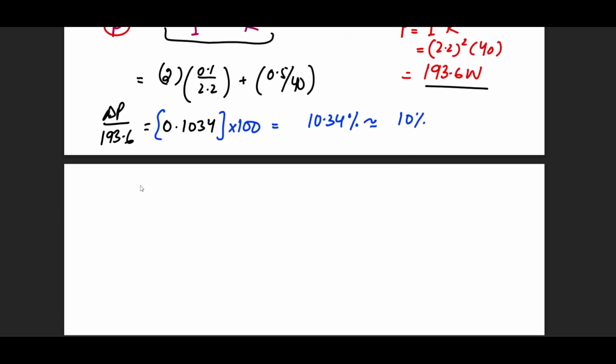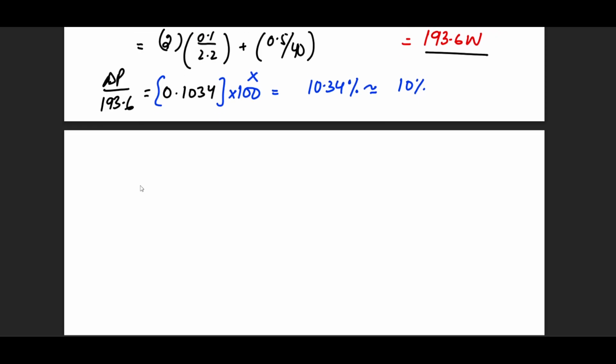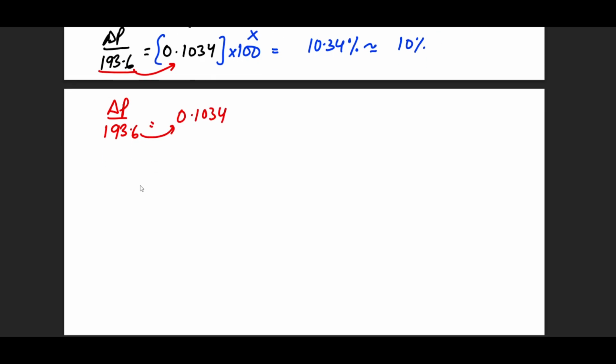But if I want to find the absolute error, then I am going to avoid this route and go towards this calculation, where this p is going to go towards this side. So delta p divided by 193.6 equals 0.1034 brought over here. So delta p is equal to, simply multiply them together. So multiply this with 0.1034, which is exactly 20, up to one decimal place.